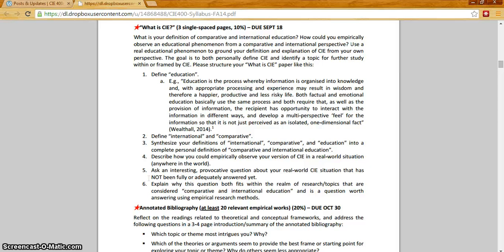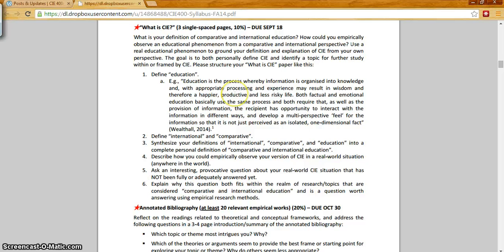And then I'd like for you to explain why this question both fits within the realm of research and topics that are considered comparative and international education, broadly speaking. And I'd like for you to explain why this is a question worth answering using empirical research methods. Okay, and fitting all that into 3 pages.